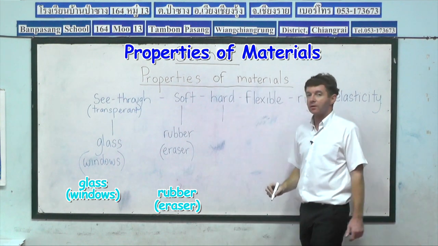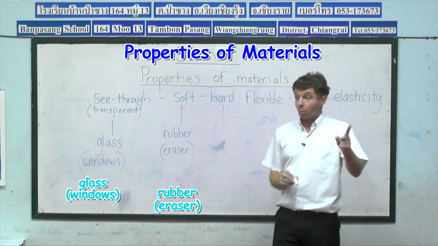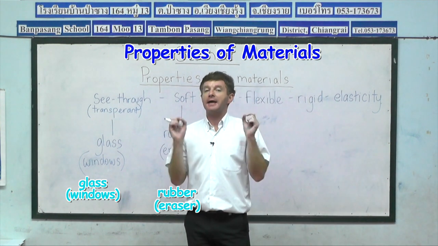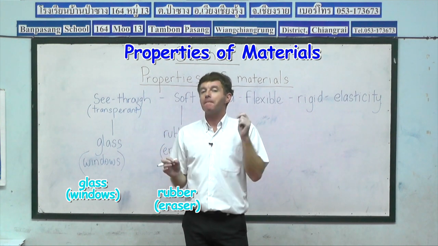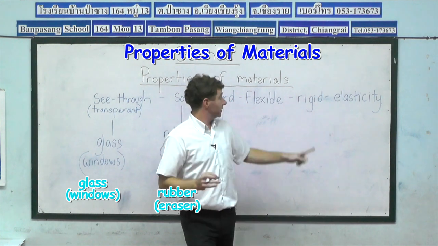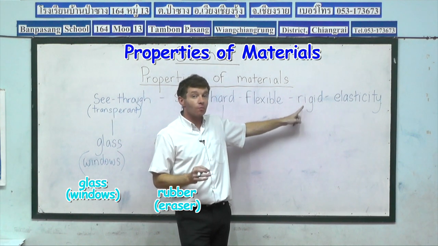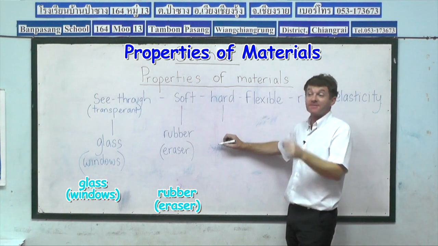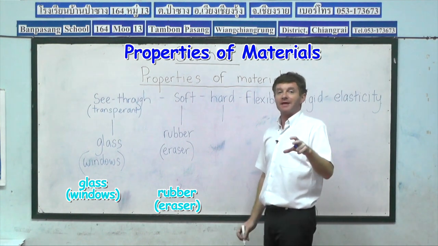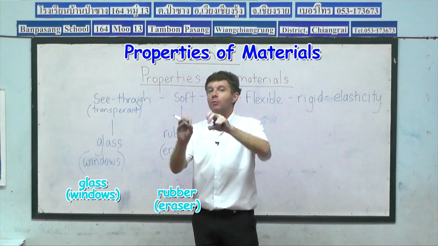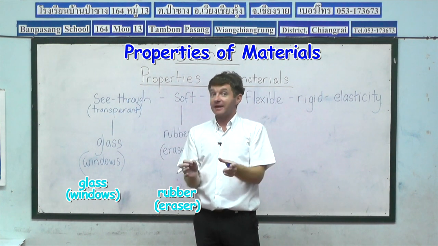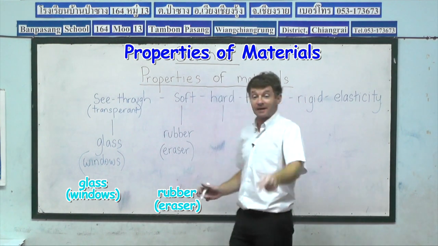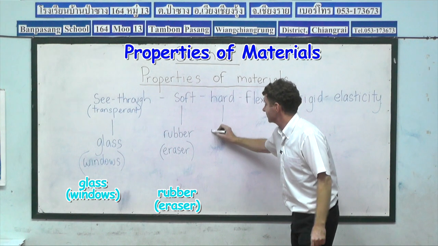Okay, but now looking at hard. Wood is a better answer. Both answers are correct. I heard wood and I heard metal. But wood is the better answer because rigid is the answer for metal. We will go with hard for wood, even though metal is hard too. But the difference is, if wood gets wet, it will soften. But if metal gets wet, it won't soften. So metal stays rigid. But we can say that wood is hard.